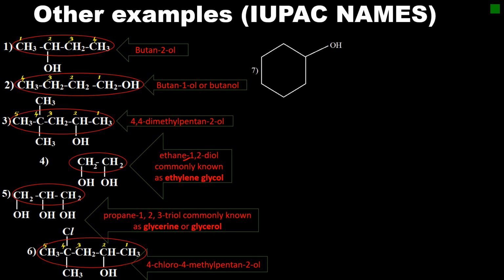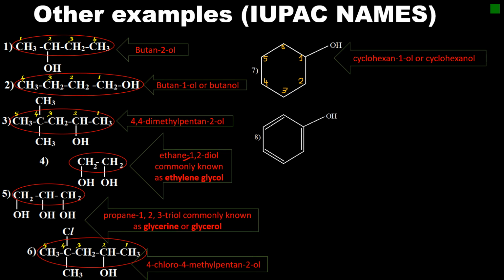Example number 7 is a cyclic alcohol. When we have a cyclic alcohol, the carbon having OH takes number 1 when numbering. So we number the chain like this, and then the name of the alcohol is cyclohexan-1-ol or cyclohexanol. You can see here we use the word cyclo in order to show that the chain is cyclic. If you don't put cyclo, someone will write an open chain.